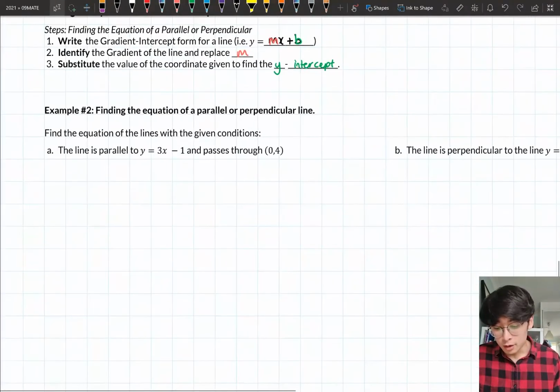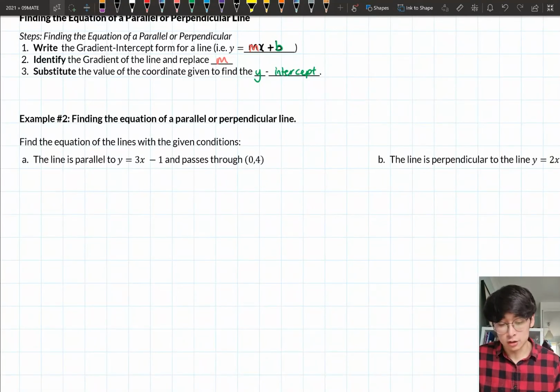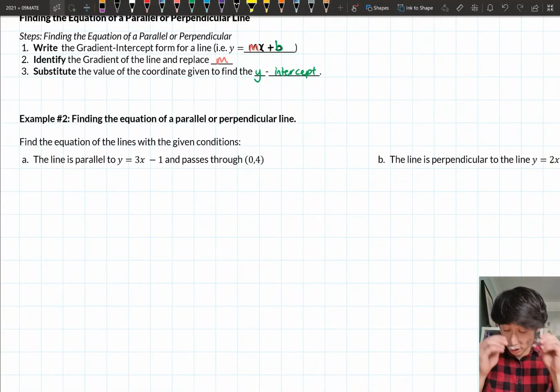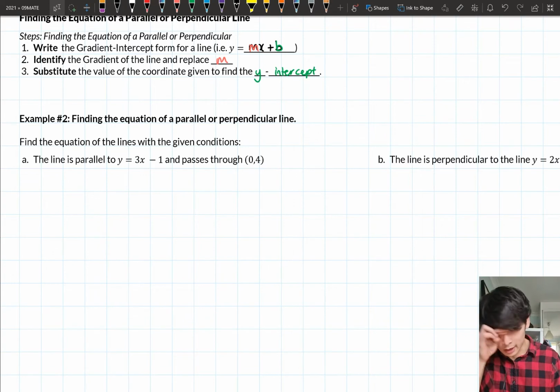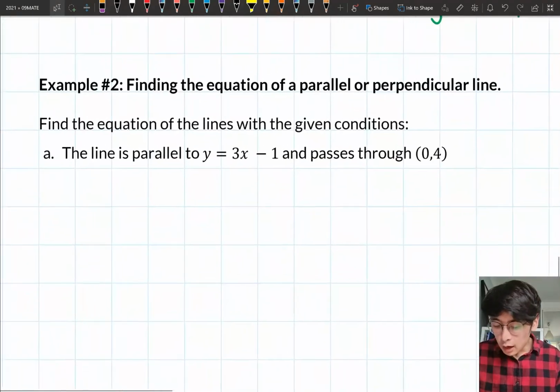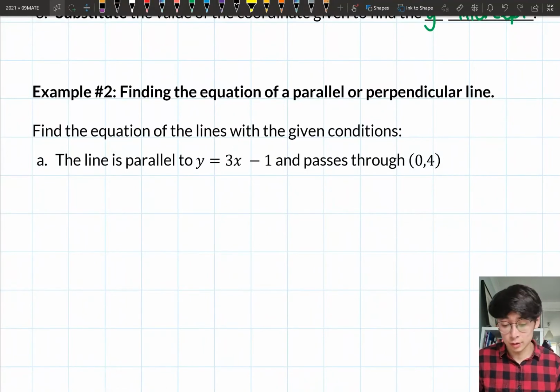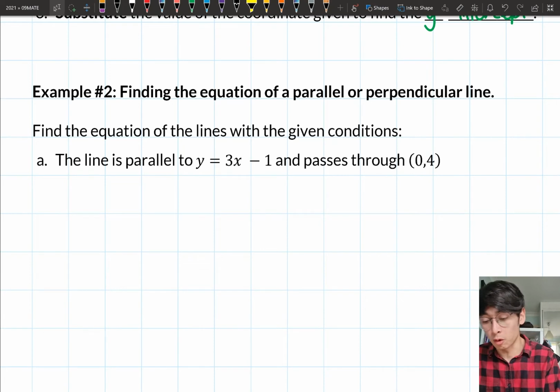So here we want to find the equations of the line with the given condition. We've got two examples here. Let's have a go at them. Let's have a look at that first one, A. The line is parallel to y is equal to 3x minus 1 and passes through (0, 4). First step, write the gradient intercept form.